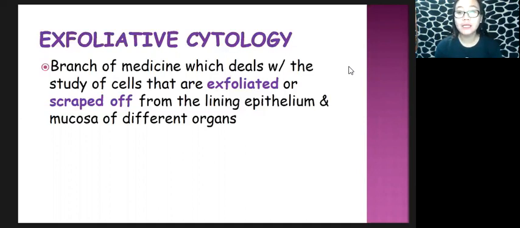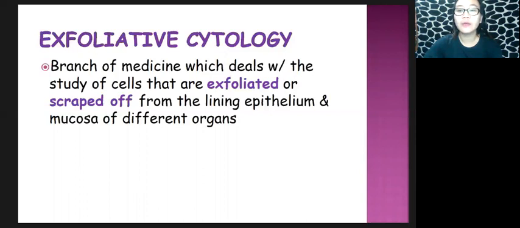So from the term itself, exfoliative, we are concerned about the exfoliated cells which are present in your sample. Cytology, primarily because your cells are already present there merely as cells and not as part of your tissue anymore. So that's the term exfoliative cytology.